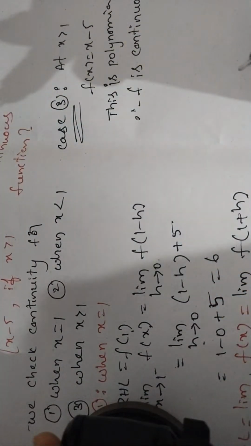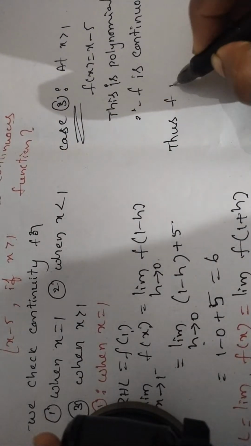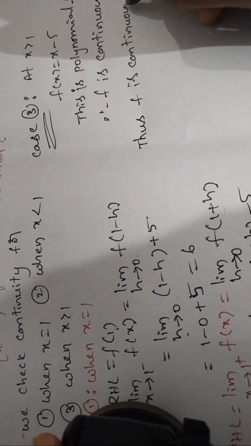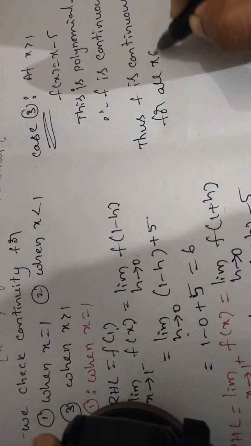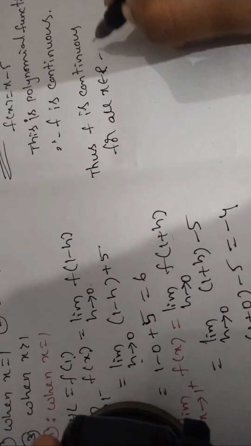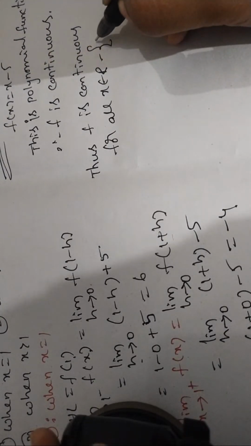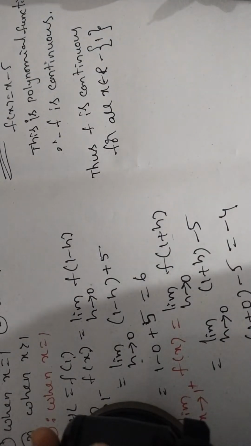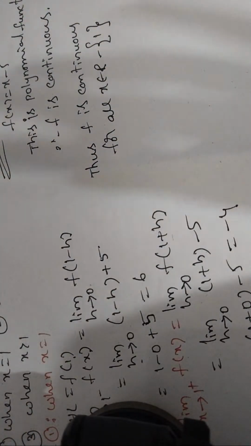How can we give the conclusion? So thus f is continuous for all x belongs to R except where it fails, at x is equals to 1 case it fails. So except 1. So f is continuous for all real numbers except 1.